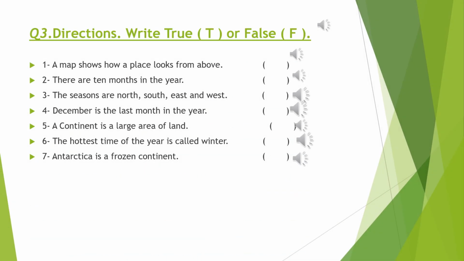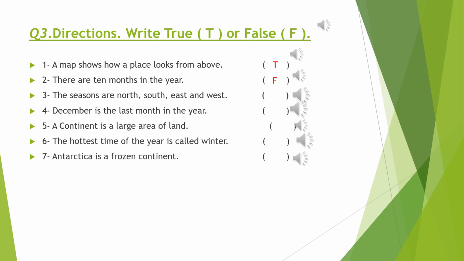Question number 3, true or false? Okay, number 1, a map shows how a place looks from above. Yes, excellent, it's true. Number 2, there are 10 months in the year. False, excellent.